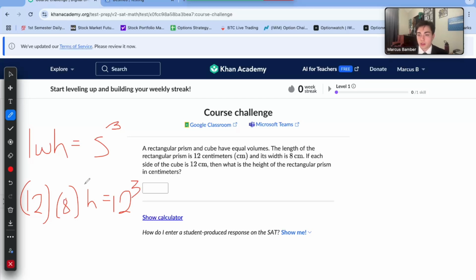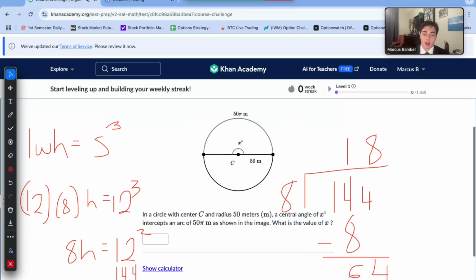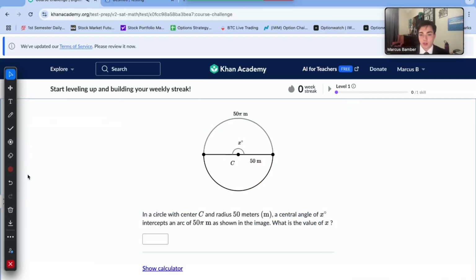Okay, first step, we're going to divide 12 on each side. So we're left with 8h is equal to 12 squared. We know that 12 squared is 144. And then we simply divide 144 by 8. That is equal to 18. So our final answer for the height of the rectangular prism is simply 18. And you could double check, substitute it in, check that both sides of the equation are equal, but we're not going to do that here.